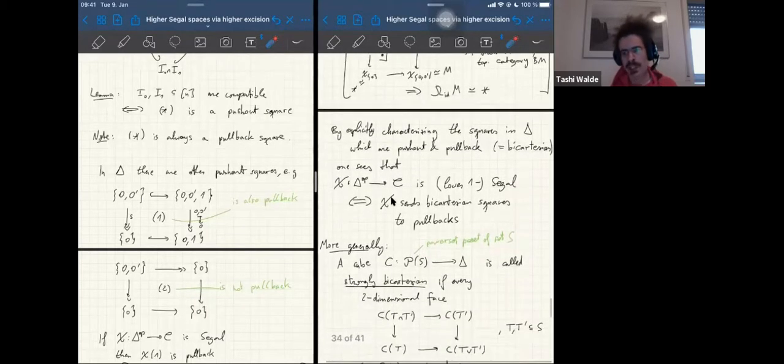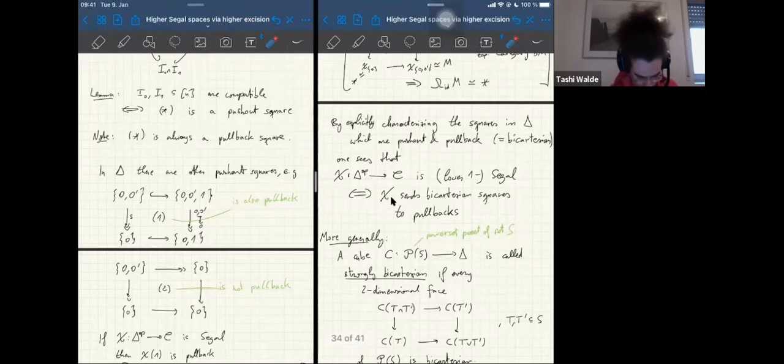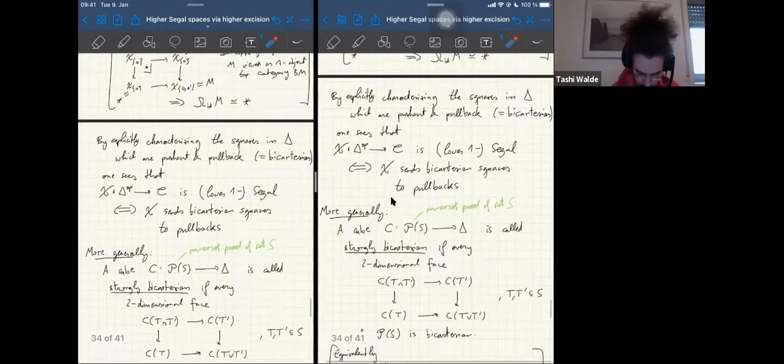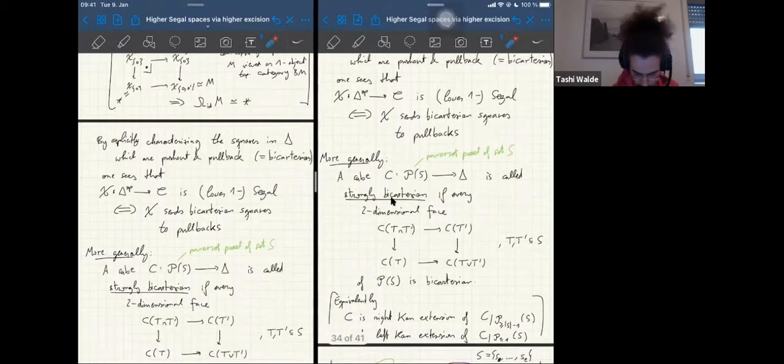And more generally, the theorem which I will now state will essentially say the analog version, but for higher dimensional cubes. So let me just introduce some terminology. If we have a cube, which we can think of as a functor from the power set poset of some set S, it is called strongly bicartesian if every two-dimensional face is bicartesian. So every two-dimensional face in this huge cube is both a pushout and a pullback. Equivalently, you can formulate this by saying that it's a right Kan extension of its end and a left Kan extension of its beginning. So here I have a picture.